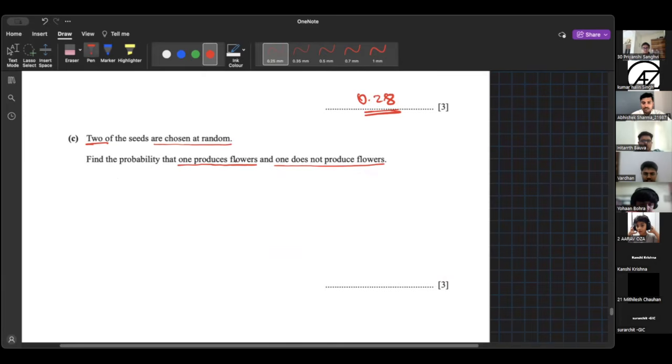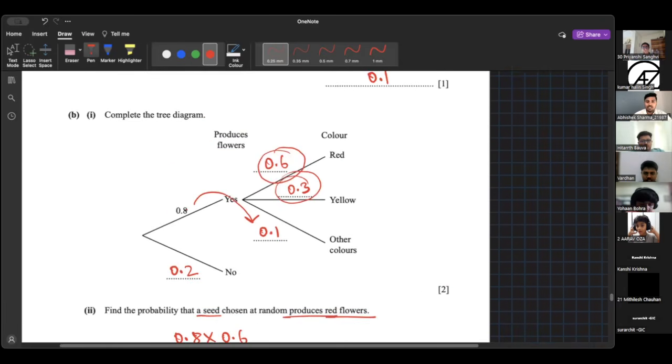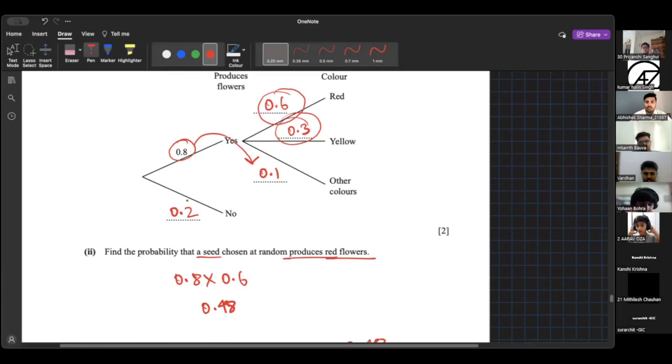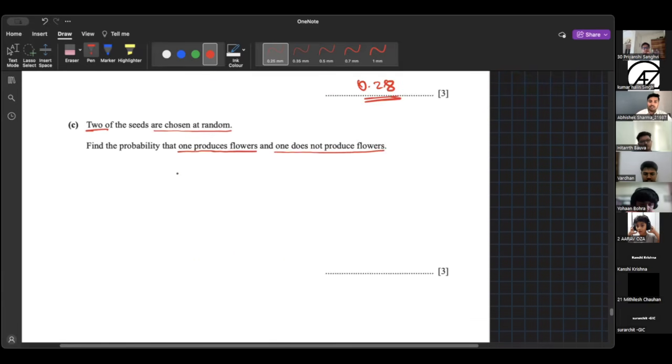It says find the probability that one produces flowers and one does not produce flowers. Produces flowers is how much? 0.8. Does not produce flowers is 0.2. So can we say that 0.8 multiplied by 0.2 or, means addition, 0.2 into 0.8. So either you write plus or you simply multiply the first one by 2. That's the same thing. What I am doing, I am listing down both the possibilities. Produce flower 0.8, second, not produce flower is 0.2.